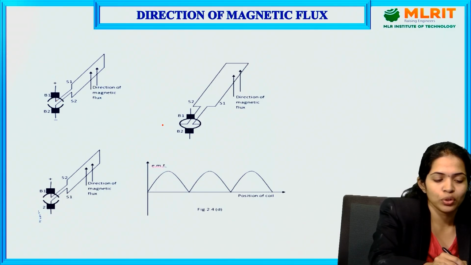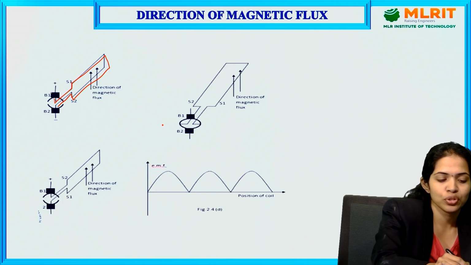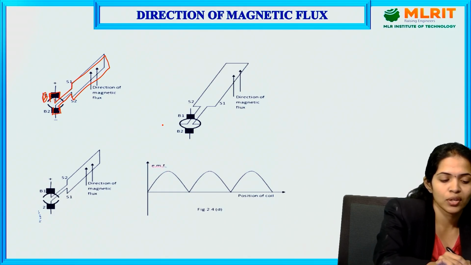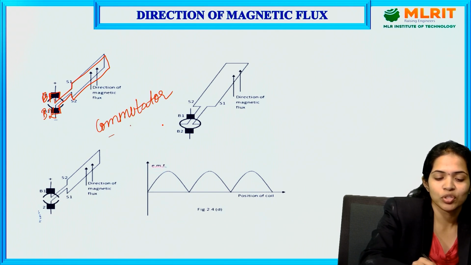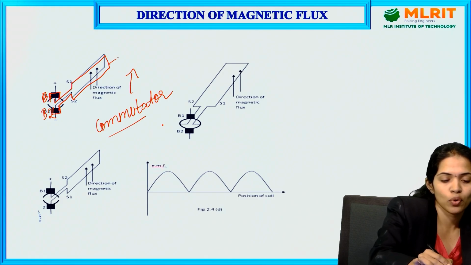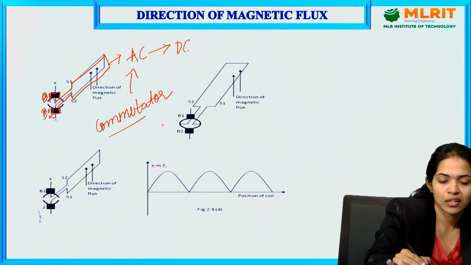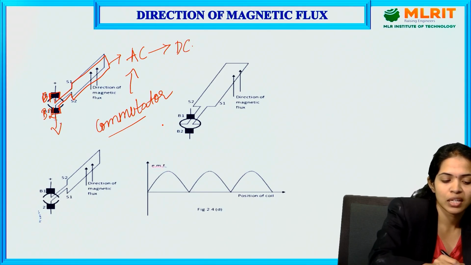In a real picture, when you cut open the machine of a DC generator, you can see the conductor is attached to the slip rings, along with the brushes. Brushes are given as B1 and B2 here. The brushes are connected to the commutator. In the commutator, the current which is flowing in the conductor coil is AC. This commutator converts it to DC. And from the brushes, the current is delivered to the external circuit.